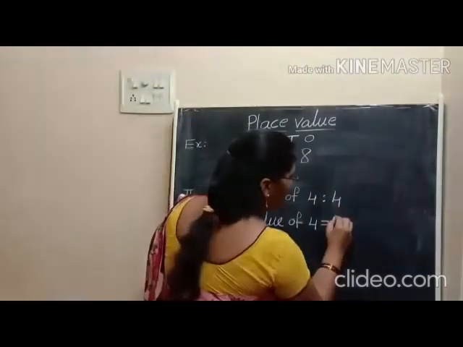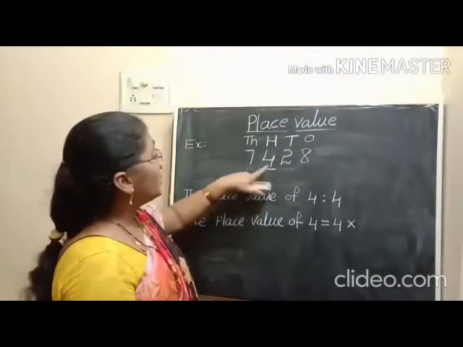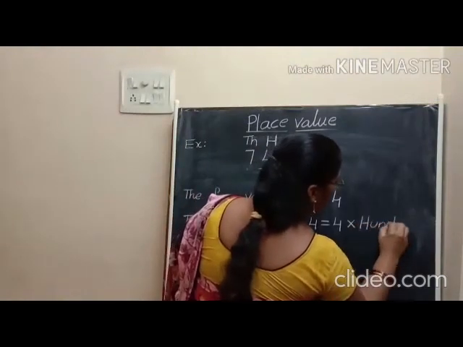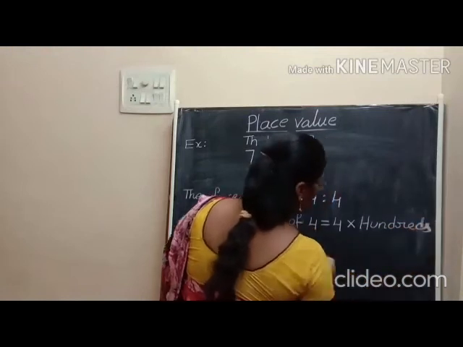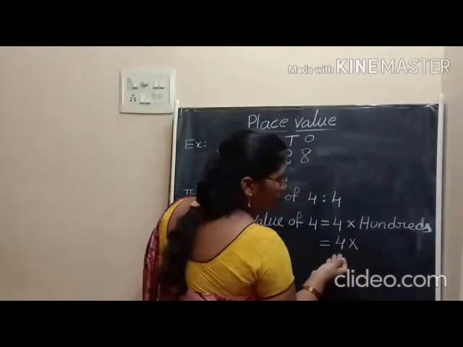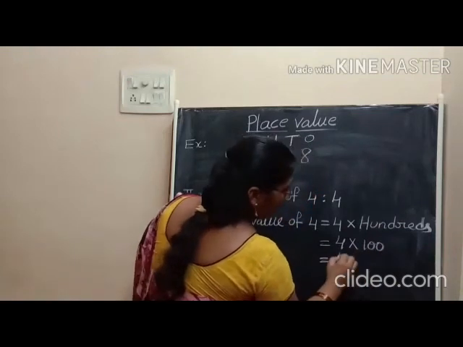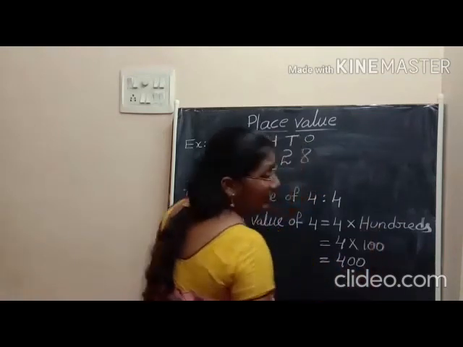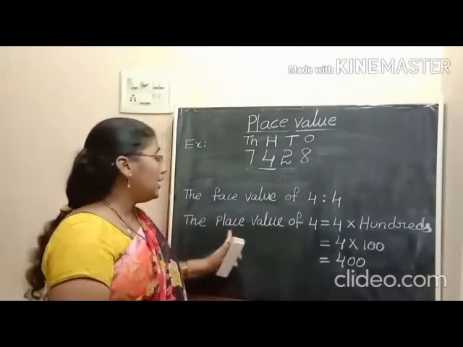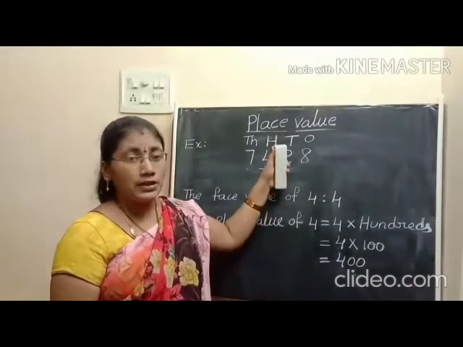Now, face value is 4 into place of the digit, which is hundreds. By taking the product of face value and hundreds, we get 400. So, 400 is the place value of 4 because 4 is in hundreds place.